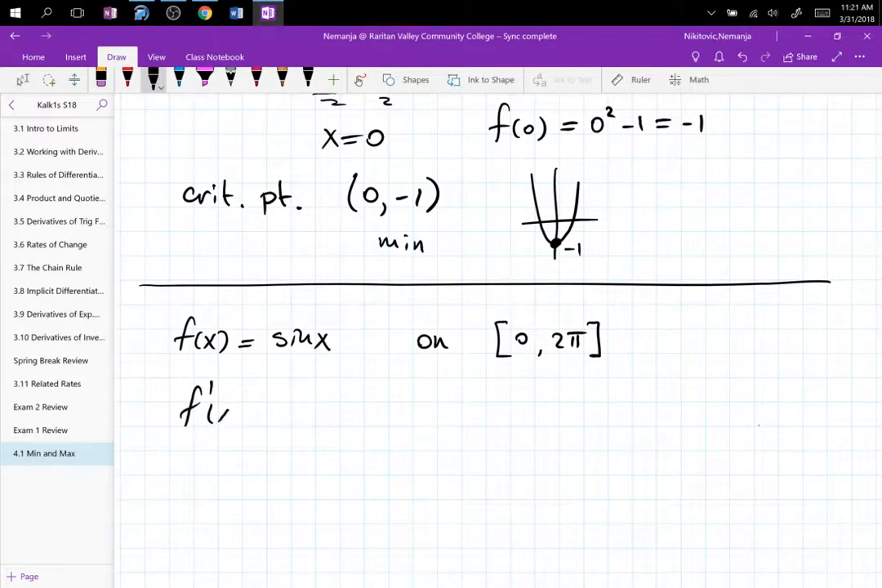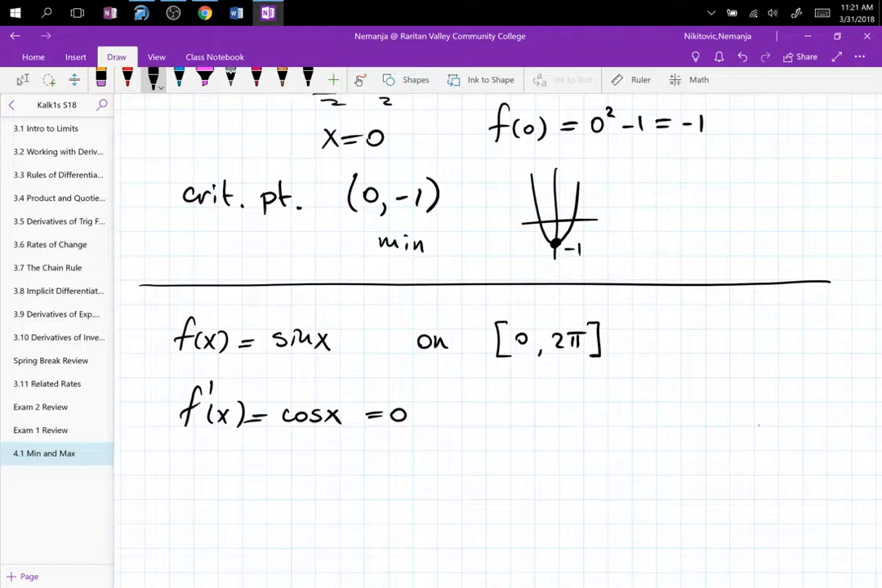What's the derivative of sine? Cosine x. We set that equal to 0. Again, we don't have to worry about spikes, cusps, or vertical asymptotes. Sine x has none of those. So set it equal to 0. And now we have to solve the equation cosine equals 0.